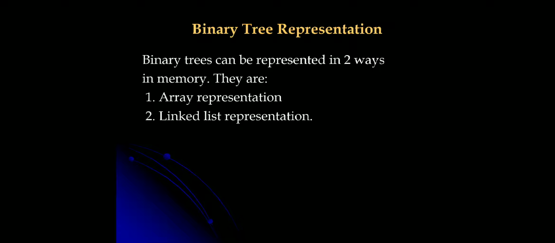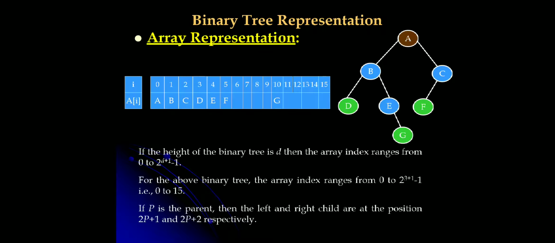Now coming to the binary tree representation, there are two ways in which you can represent a binary tree. One is array representation, the other one is linked list representation. That is static and dynamic representation of a binary tree. Coming to the array representation, the array index ranges from 0 to 2 to the power of d plus 1 minus 1. If the height of the binary tree is d, then the array index ranges from 0 to 2^(d+1) - 1.